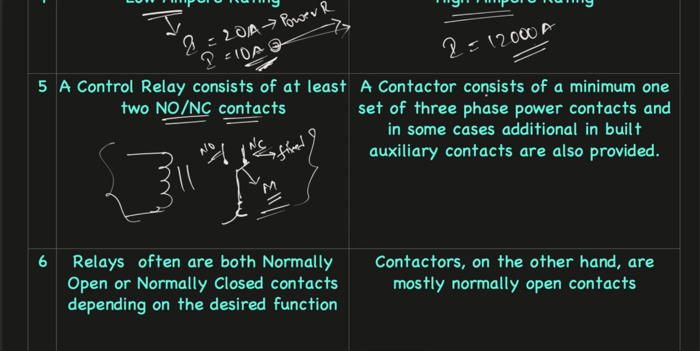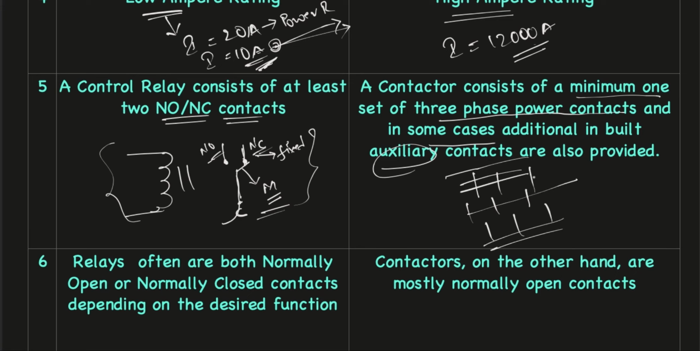A contactor consists of a minimum of one set of three-phase power contacts, and in some cases built-in auxiliary contacts are also provided. Basically in any contactor we have three power contacts. These three are connected to the supply and these three are connected to the load. These three are fixed contacts and these three are movable contacts. These are the minimum set of three-phase contacts a contactor has, and in some cases we also have additional NO-NC contacts.